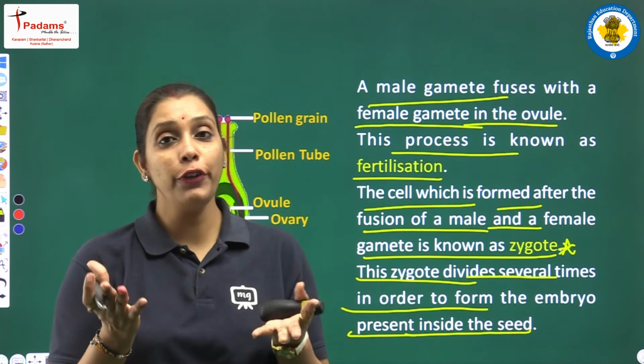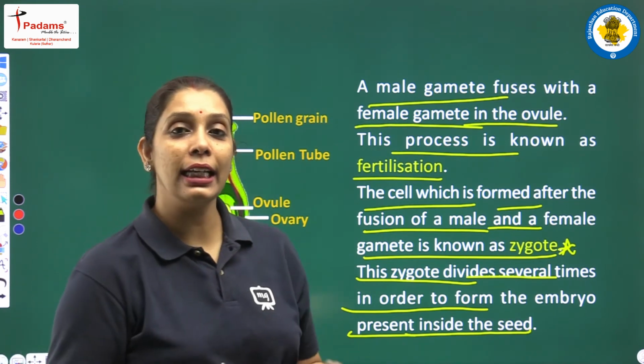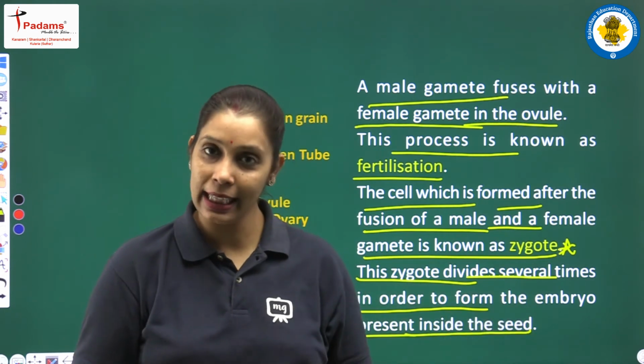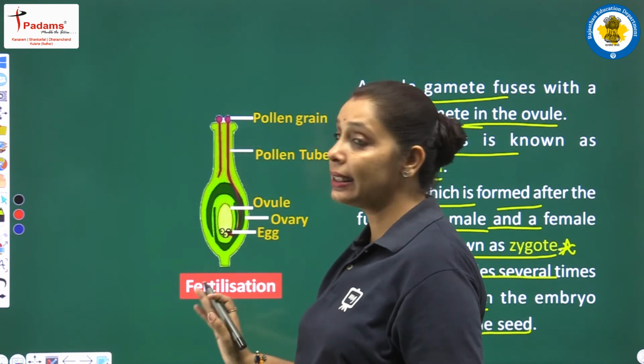And students, that ovule is changed into seed, and that ovary inside which the fertilization takes place, it develops into फ्रूट. जो हम फ्रूट खाते हैं वो क्या है, ओवरी, और जो उसके अंदर बीज है, it is the embryo inside. Is that clear, everybody? Students, just have a look at the diagram. You have to make this diagram.